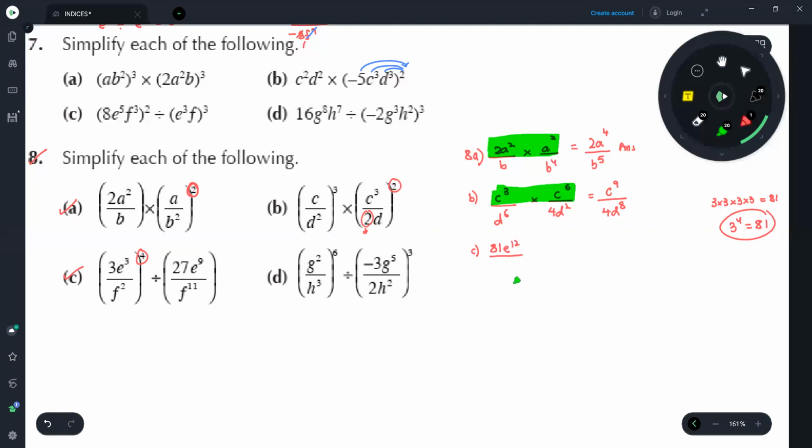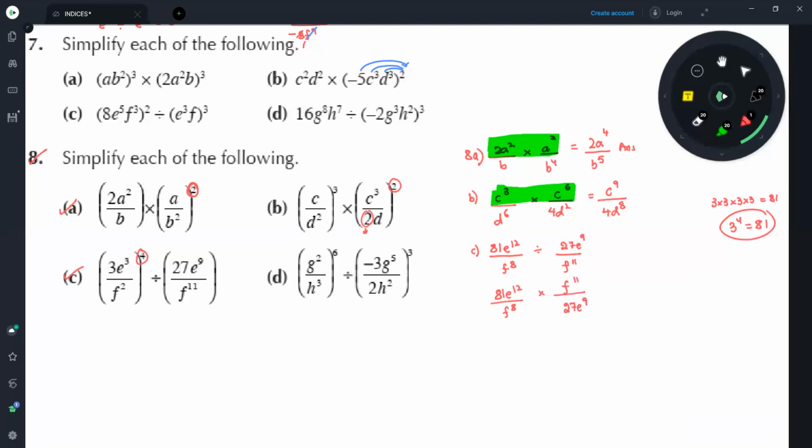e to the power 12 over f to the power 8, yes or no? Divided by 27 e to the power 9 over f to the power 11. Now, when I change the division sign into a multiplication sign, the fraction after the division sign is flipped, is reciprocated. f raised to the power 11 becomes the numerator, 27 e to the power 9 becomes the denominator.